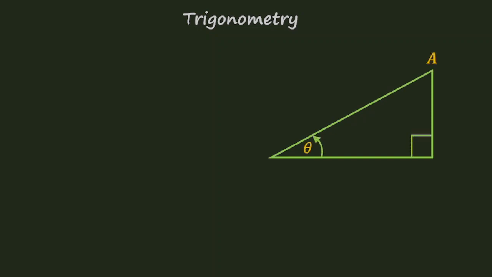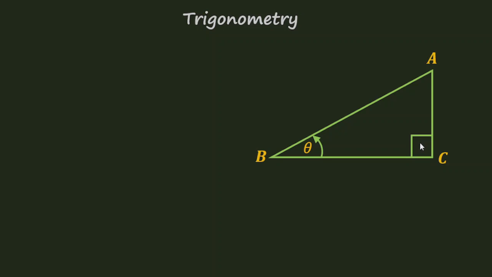Trigonometry is the study of the relationship between the sides and angles of triangles. We define basic trigonometric ratios using the lengths of sides of a right-angled triangle. Let's say we've been given a right-angled triangle ABC with the angle C equal to 90 degrees.